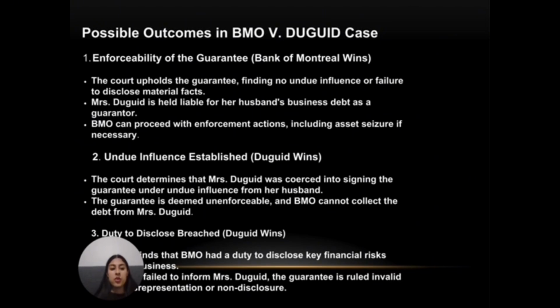Third, duty to disclose breached: Duguid wins. The court finds that BMO had a duty to disclose key financial risks about the business. Since BMO failed to inform Mrs. Duguid, the guarantee is ruled invalid due to misrepresentation or non-disclosure.